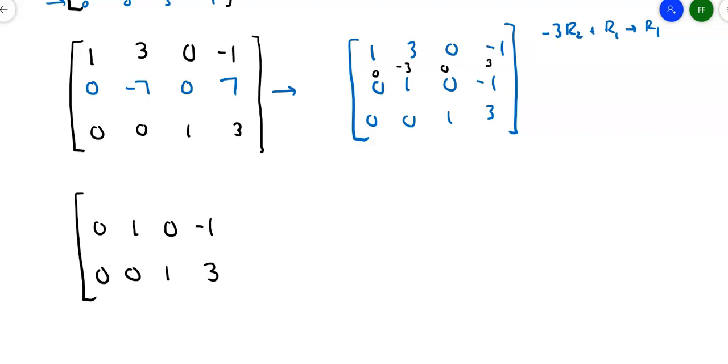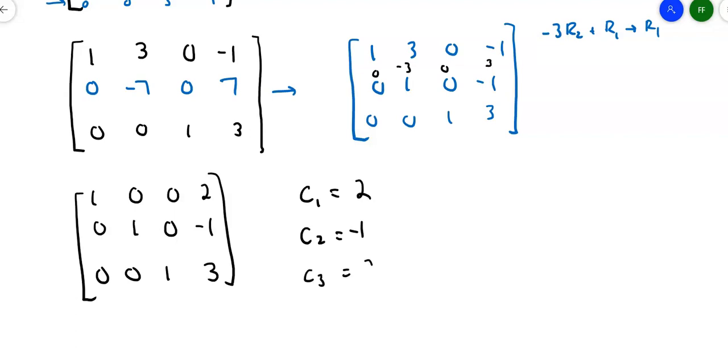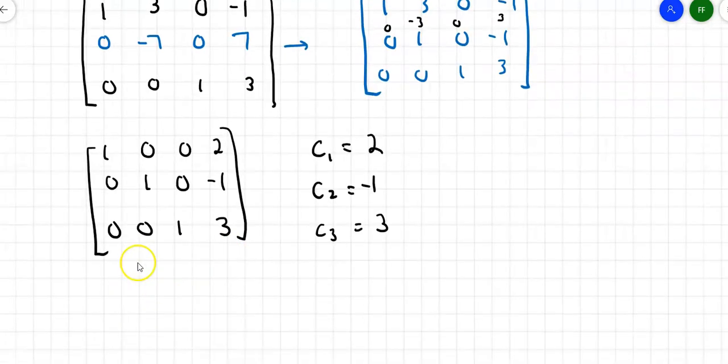And then this 1 plus 0 is 1. 3 minus 3 is 0. That's 0. 3 minus 1 is 2. All right, so my claim is then C sub 1 is 2. C sub 2 is -1. C sub 3 is equal to 3. Does this work? Now, let's find out.